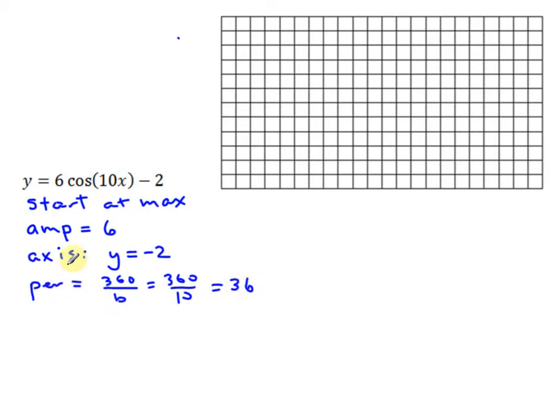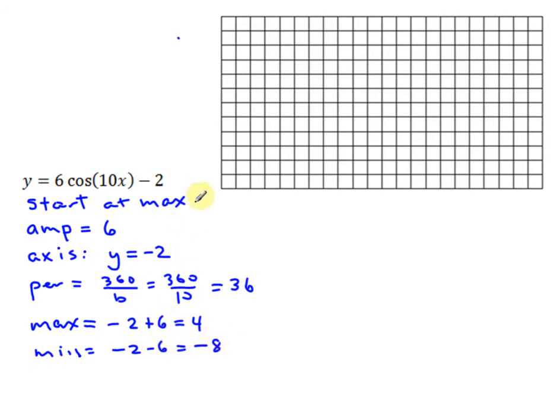Now with the amplitude and axis, I can find the max and the min, because that's going to be very helpful to sketch the graph. So the axis is the middle line that cuts my function in half. If I want to find the maximum, I go to my axis and I add the amplitude, so that's the 6. So -2 plus 6 gives me 4. And if I want to find the minimum, I start at my axis and I subtract the amplitude. So the min is going to be -2 minus 6, which is -8.